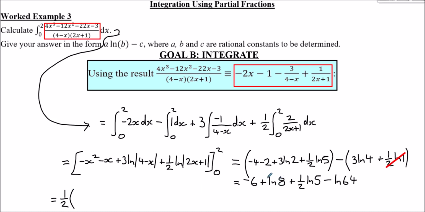So I'm going to give myself 2 lots of ln 8. Half ln 5, I can say is just now ln 5. Then this will become minus 2 lots of ln 64, and then of course a minus 12.